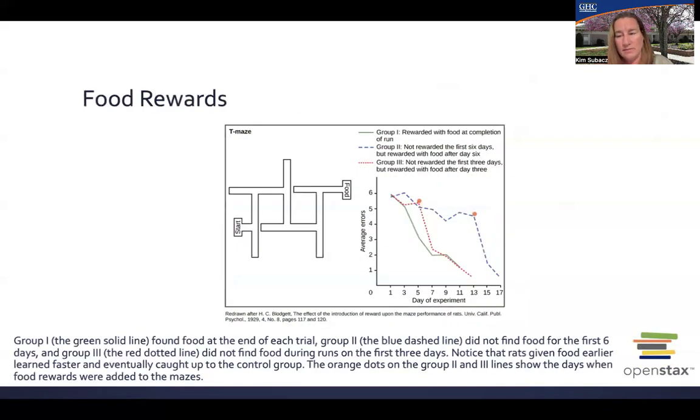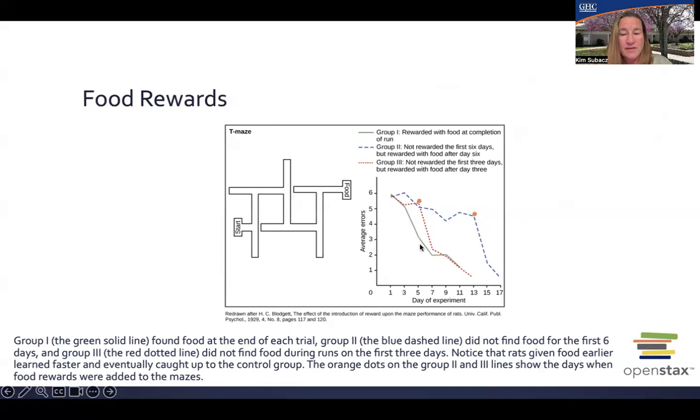Speaking of positive conditioning and positive rewards, food rewards: there are three different lines on this graph, and you can see it's a literal rat race. We got the start, and here's a finish over here. With the green line, our little rodent friends started with 6 errors on day 1. It took them 6 different mistakes to finally make it to the end.